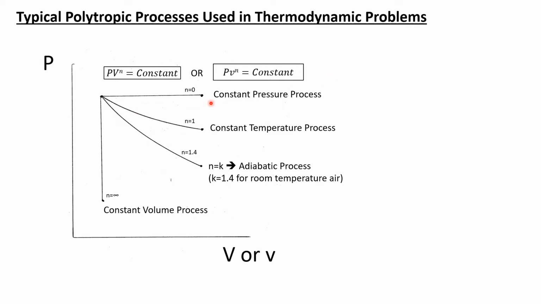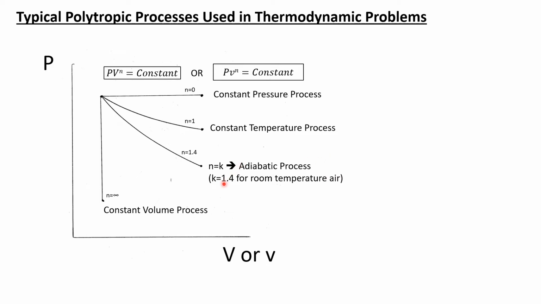Now, when n is 0, it's easy to determine that we're dealing with a constant pressure process. If n equals 1, it turns out that it's a constant temperature process. And if n is equal to k, we have an adiabatic process. An adiabatic process being one that has no heat transfer.